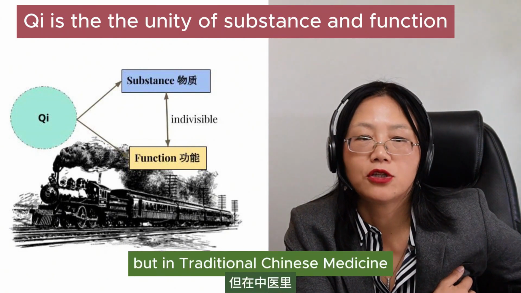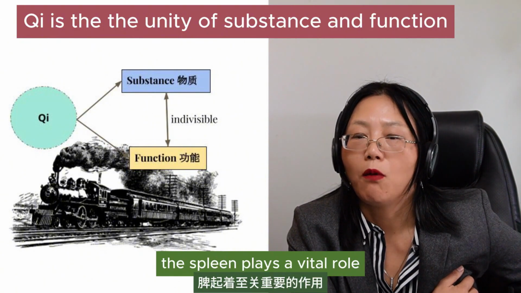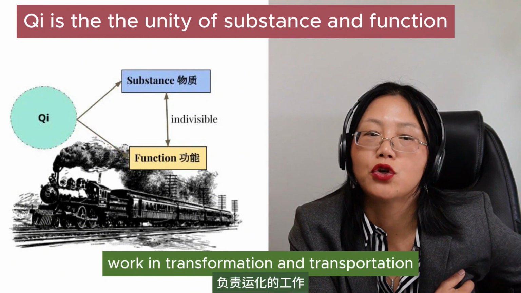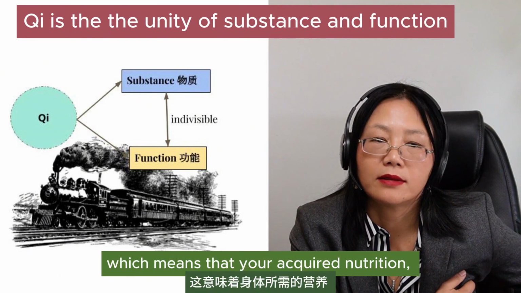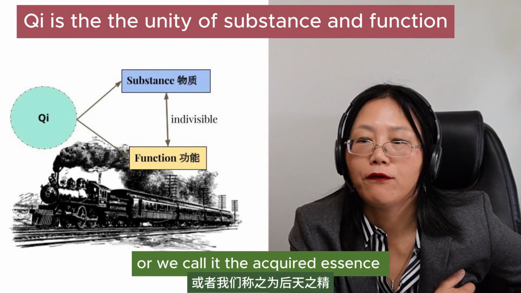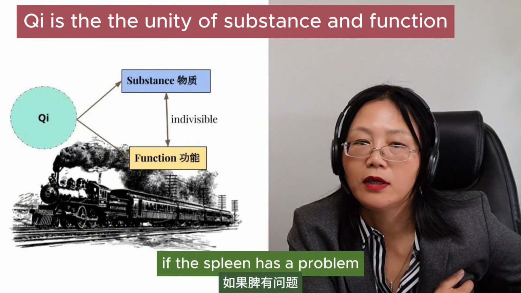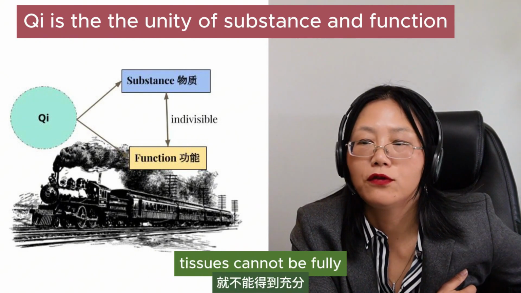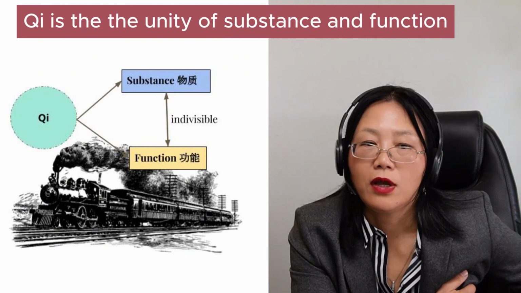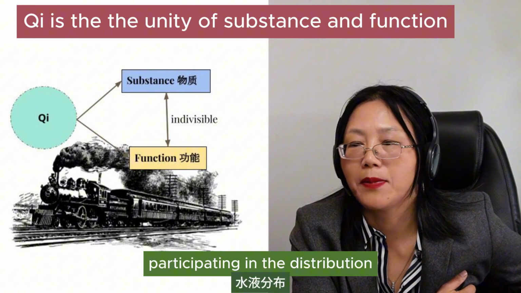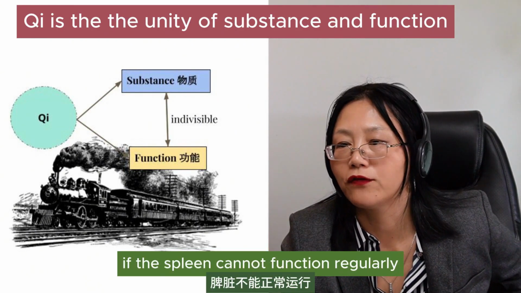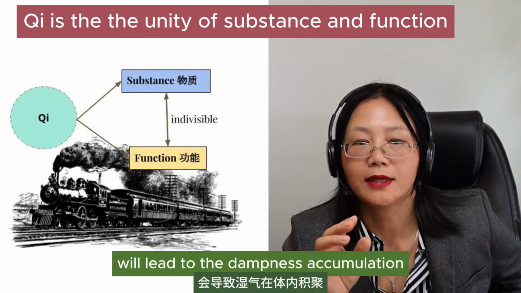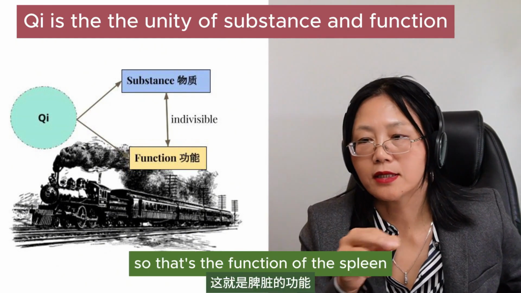It doesn't have much function. But in traditional Chinese medicine, spleen plays a vital role because spleen works together with the stomach in transformation and transportation, which means that your acquired nutrition, or we call it acquired essence, is produced and transformed by the spleen. If the spleen has a problem, our body, including the organs and tissues, cannot be fully or properly supplemented or nourished. And the spleen also has the function of participating in the distribution of water. If the spleen cannot function regularly, the water cannot discharge out of the body properly, which will lead to dampness accumulation inside the body. That's the function of the spleen.